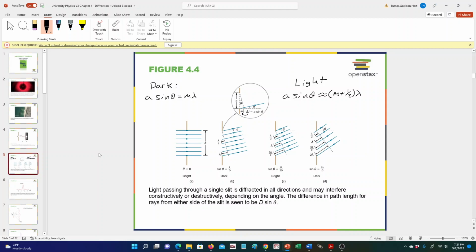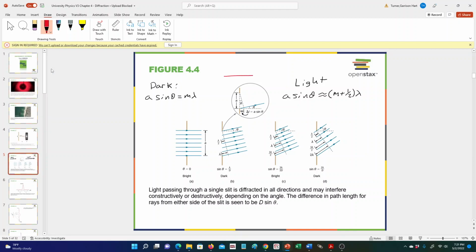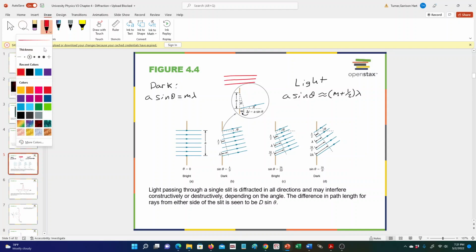But for the pieces of each wavefront that get bent, okay, so remember, what's happening is this, right? And maybe let's choose red. What's happening is your wavefronts are plane waves until they hit the slit.